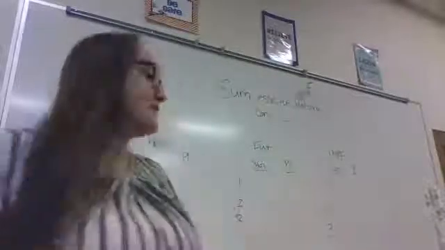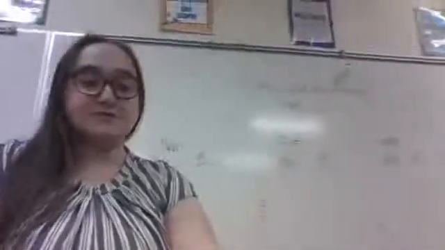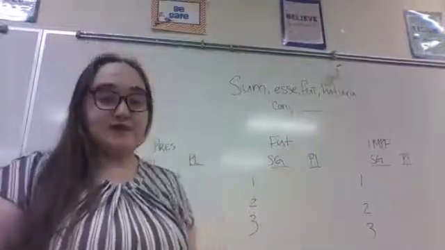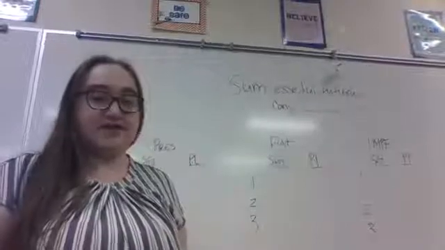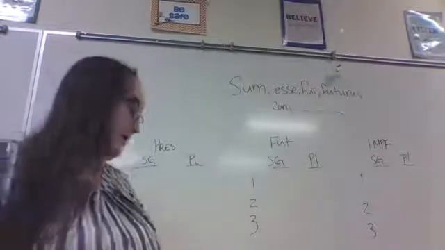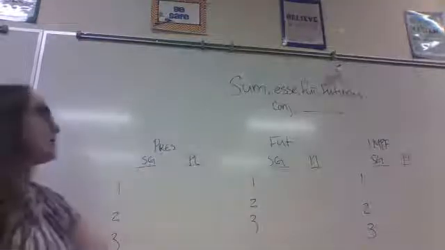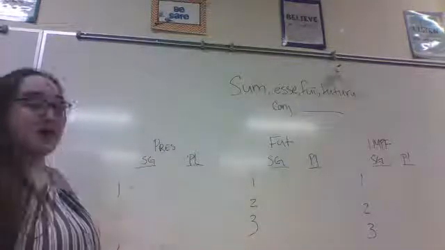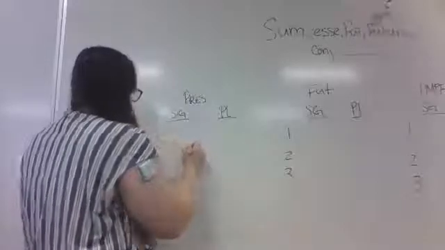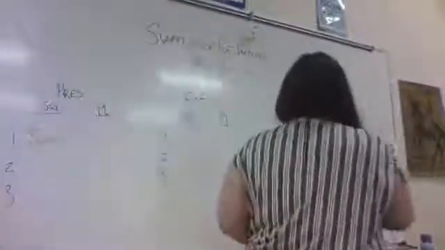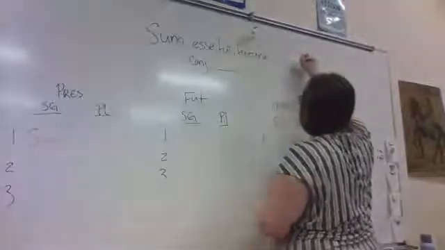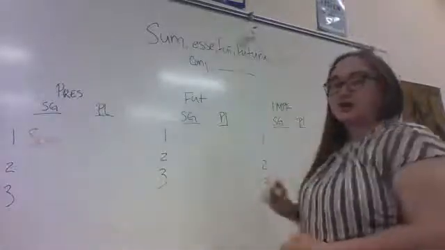Okay, so for this video, we are going to go over sum, esse, fui, and also possum in the present tense, future tense, and imperfect. So, whenever you get present tense and you have your verb, what is the first thing you do? You bring it down because they give it to you. Now, we have to remember sum means what? To be.